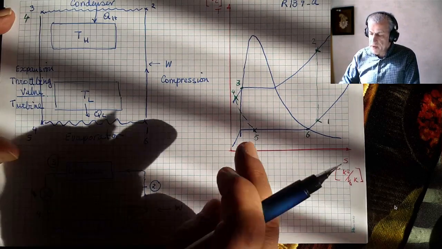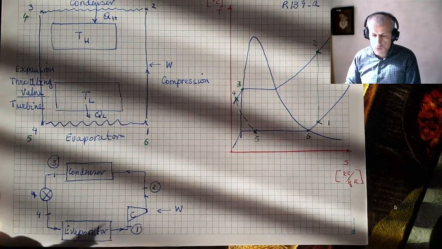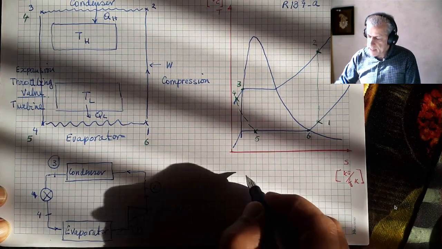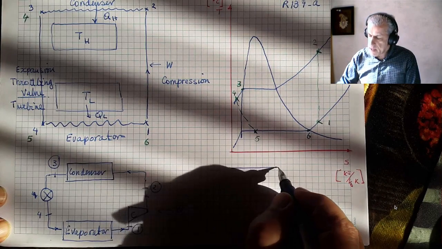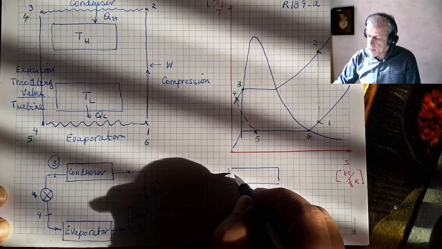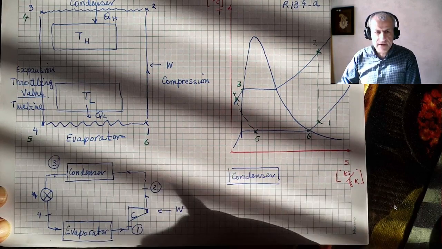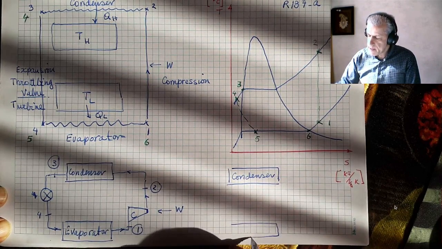Now, if there is a heat exchanger here, then the cycle would change. I mean, what happens is that this is the free body diagram of it. This is the condenser. This is the evaporator.